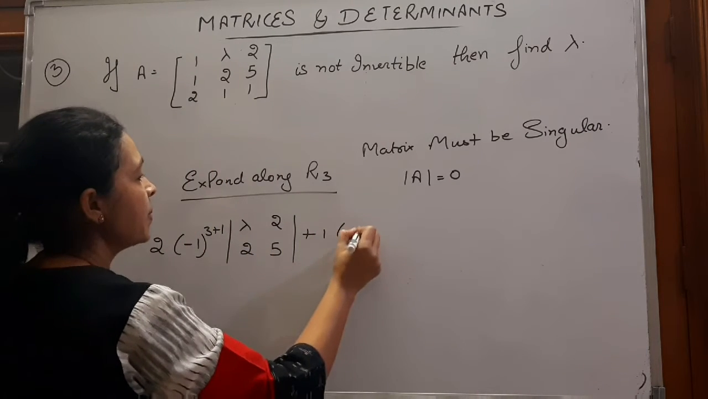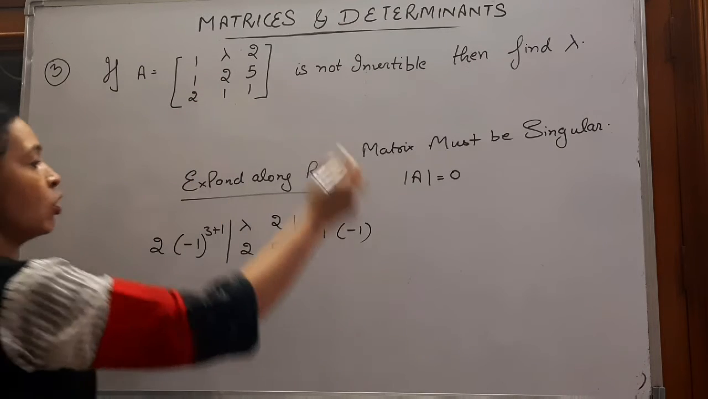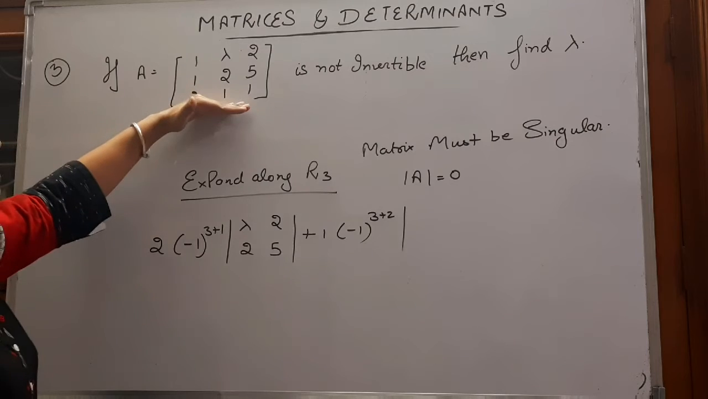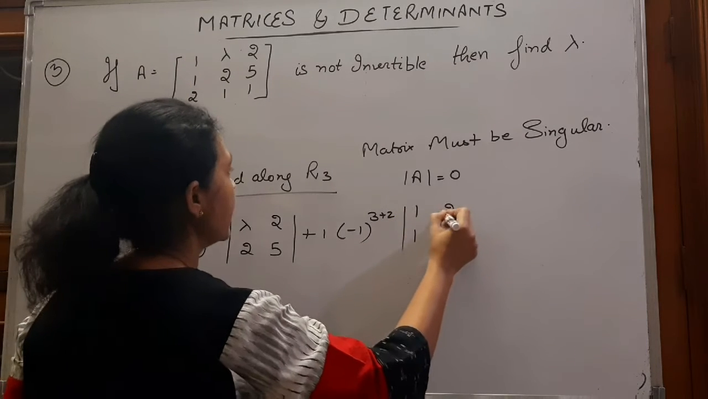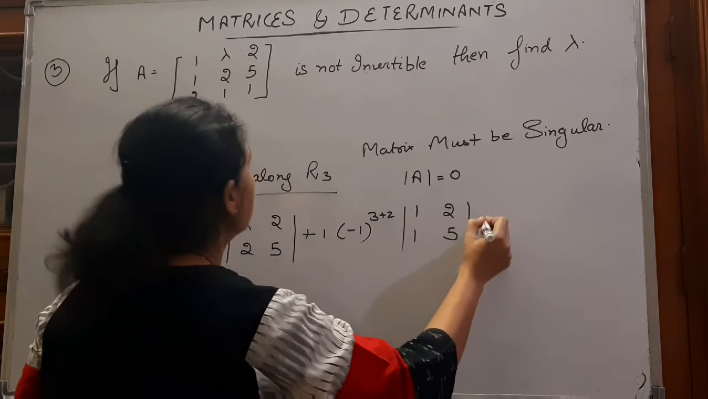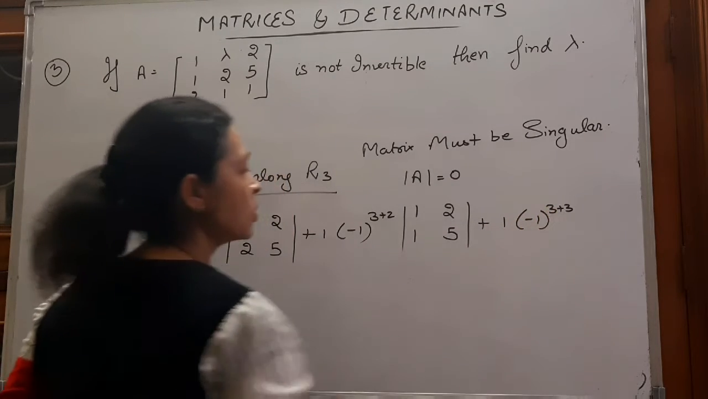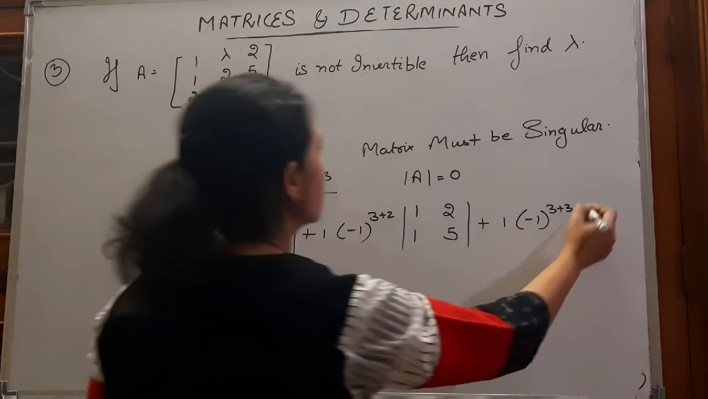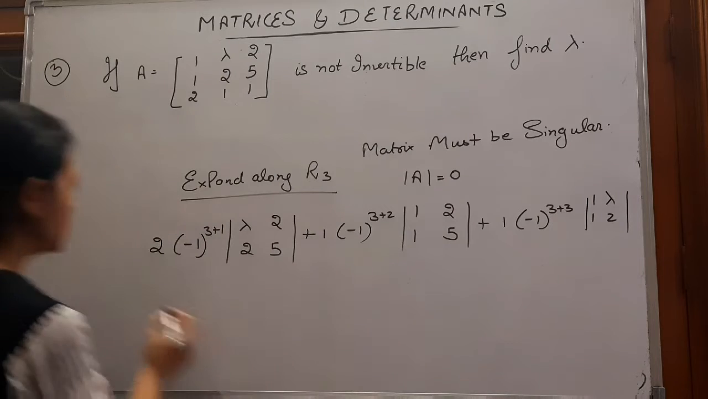Plus 1 and minus 1 to the power of this. This is element 3, 2, third row, second column, 3 plus 2. Leave the third row and second column. We will have 1, 1, 2 and 5. Plus 1 and minus 1 to the power of 3 plus 3, third row, third column. Leave the third column and third row. We have 1, 1, lambda and 2.